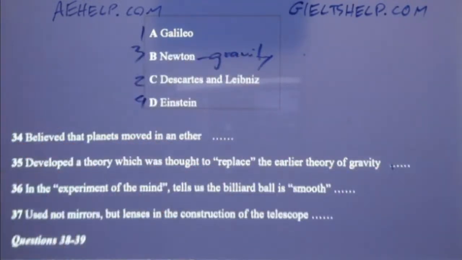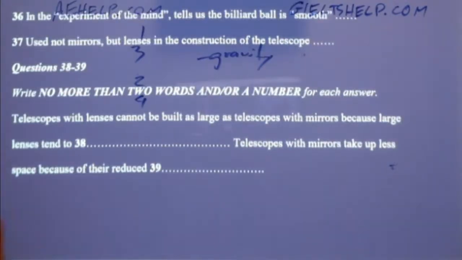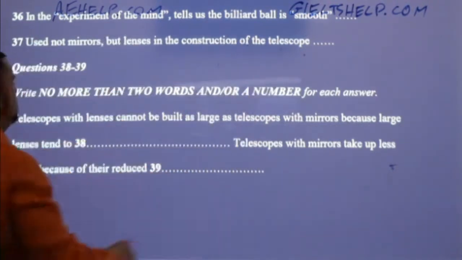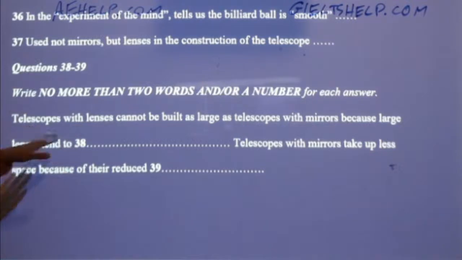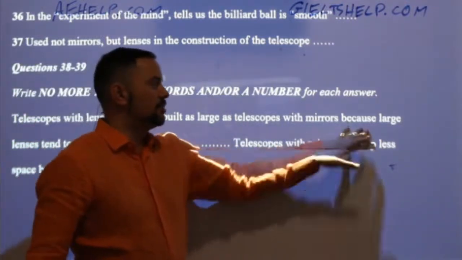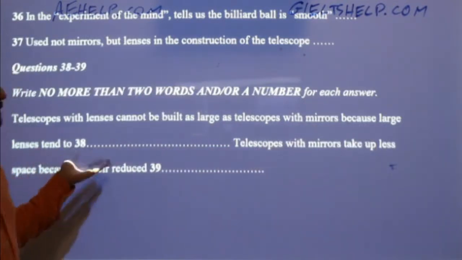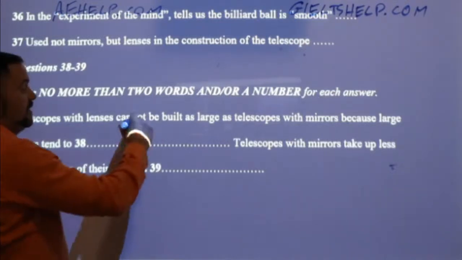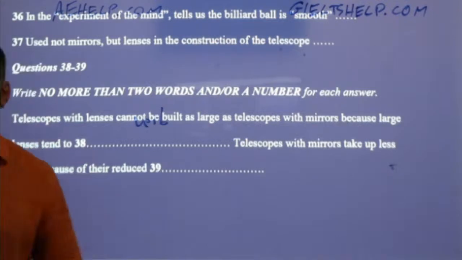Very good. Few more to go. This was a short summary completion type question here. Again, use no more than 2 words and or a number. Telescopes with lenses cannot be built as large as telescopes with mirrors because large lenses tend to do something. So this has to be maybe a verb in here. What kind of a verb?